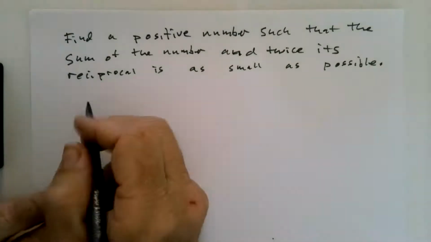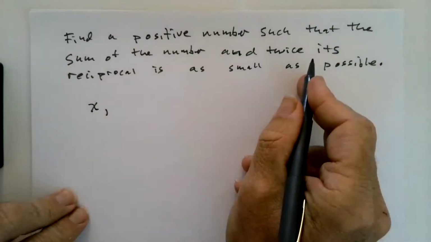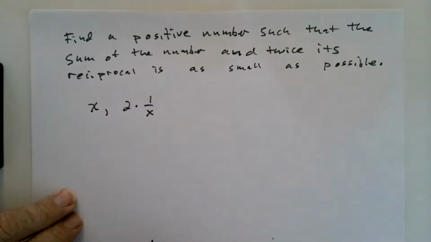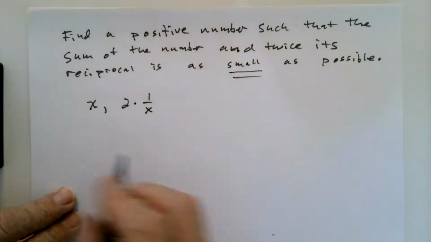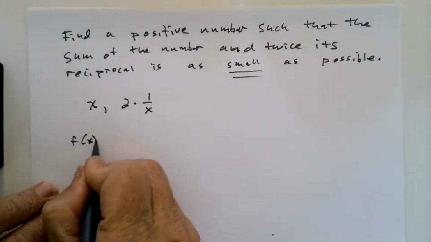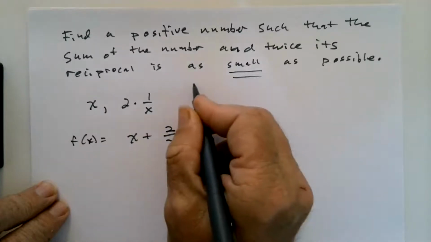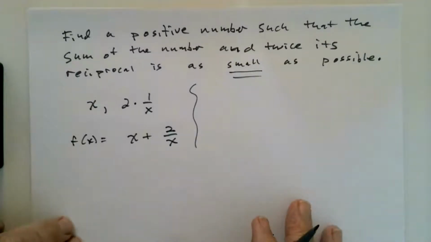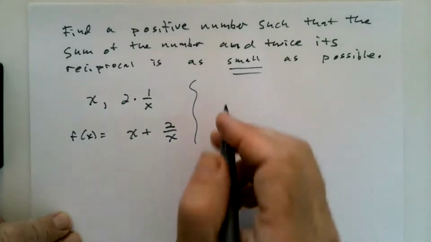All right. So we have the number is x. Its reciprocal, twice the reciprocal, is 2 times 1 over x. So we want to minimize that sum. We want it to be as small as possible. So my f of x is going to be x plus 2 over x. Now what I need to do is find the critical values. At some point I need to try to convince myself whether it's a minimum or a maximum. So let's talk about that.